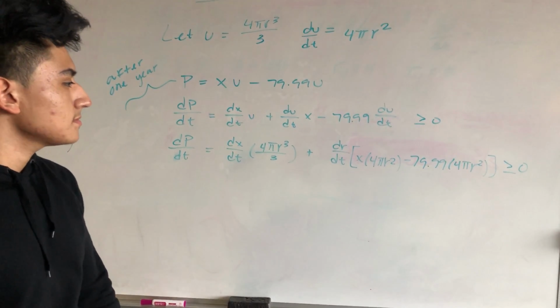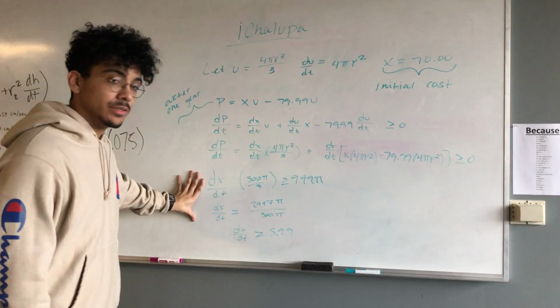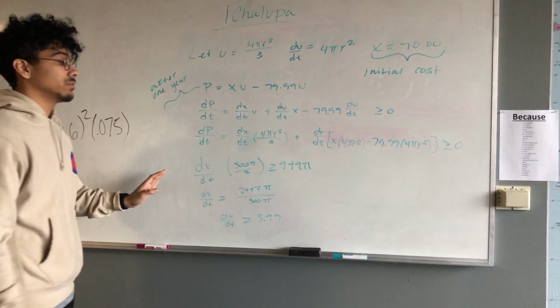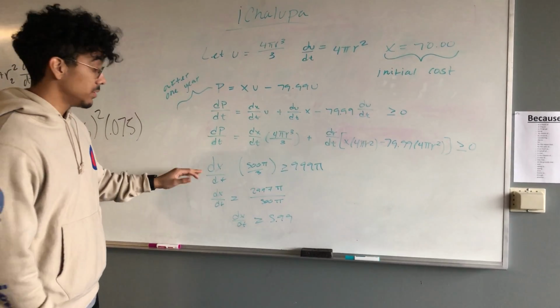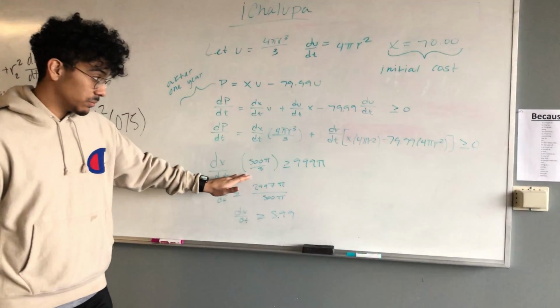I can just make a full project like this altogether. Okay, so what we have here is the next steps. So we know that x is our initial cost of $70. So right here, after you do all this, what you're gonna want to do, Steve, is combine all your like terms right here, just like what we did.